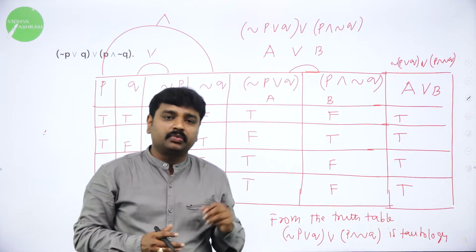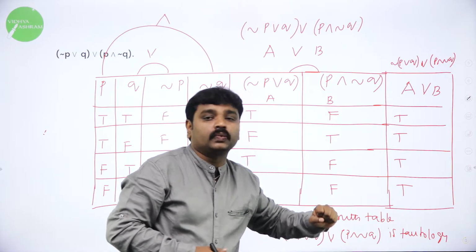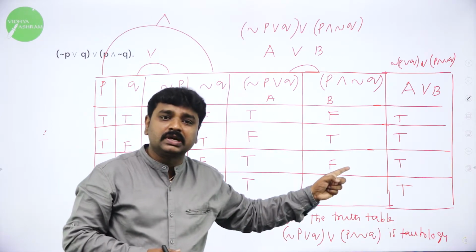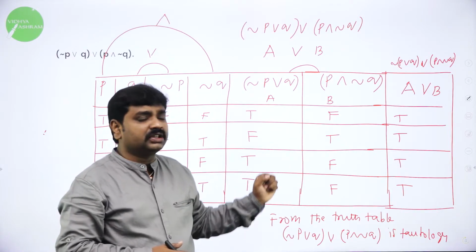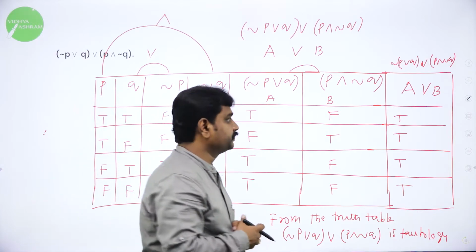We proved the compound proposition is tautology because the final output, all the combinations are giving what? True. If all are true, tautology. If all are false, contradiction. If you get a mixed combination, then it is neither. I hope all of you got this. Now we will go to the next problem.